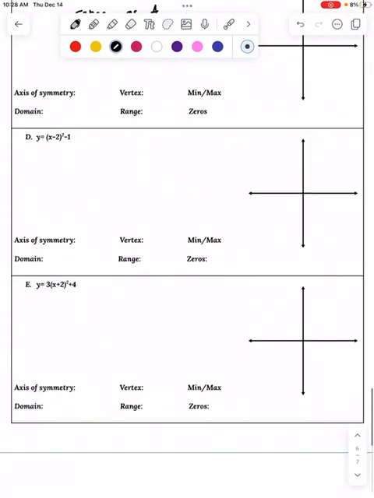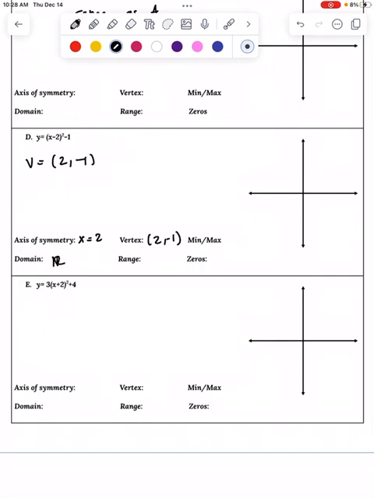All right, here's our last couple ones. We have them in vertex form. So remember, our vertex is opposite of inside. Just like so, 2, and then outside. So axis of symmetry is at 2. Vertex is at 2, -1.